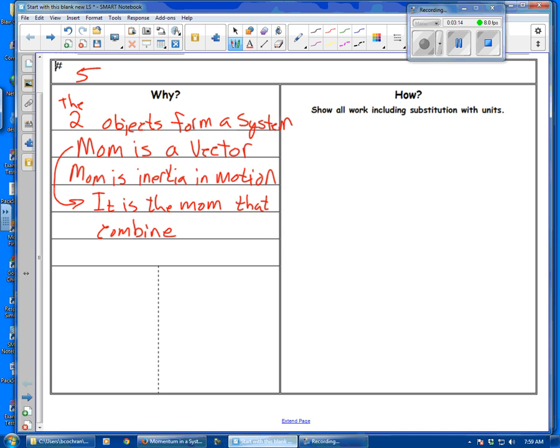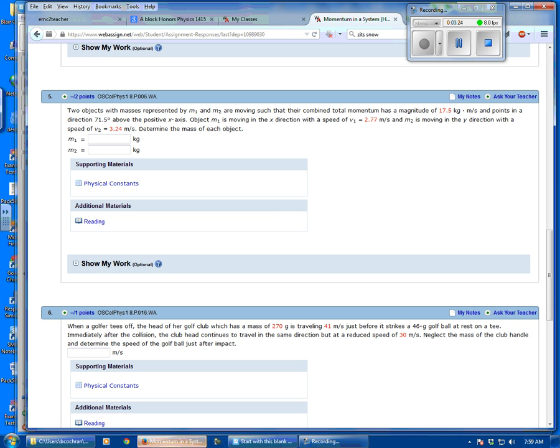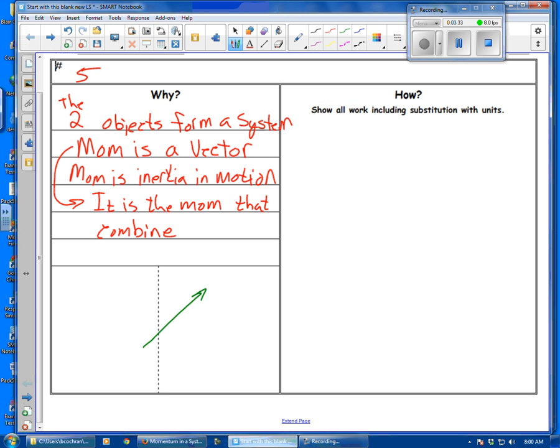So I'm going to draw a vector diagram just to help myself here. Actually, let's do it on my Y side. Combined momentum points in a direction, 71, okay. So that would be my momentum total. Momentum 1. And momentum 2. Forming that right triangle.